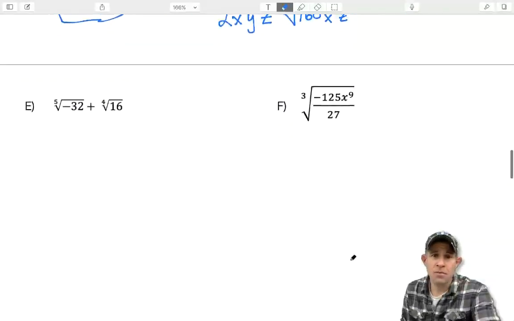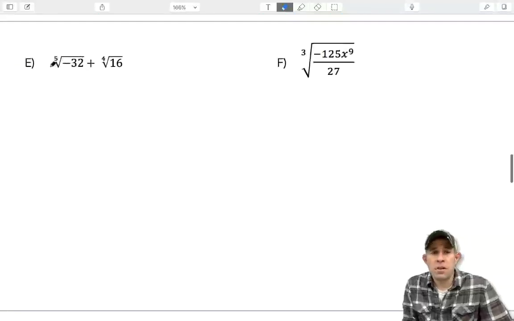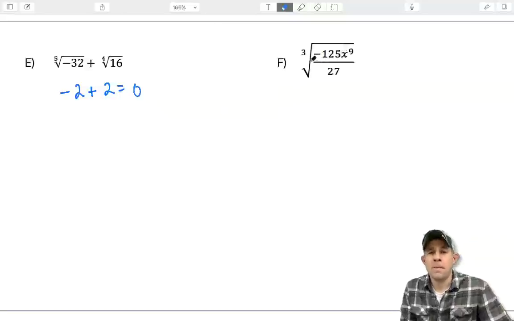The last two examples for today, here we have the fifth root of negative 32. This is going to simplify to negative 2, plus the fourth root of 16 is positive 2, and that's 0. Seems a lot easier than the previous one, doesn't it?